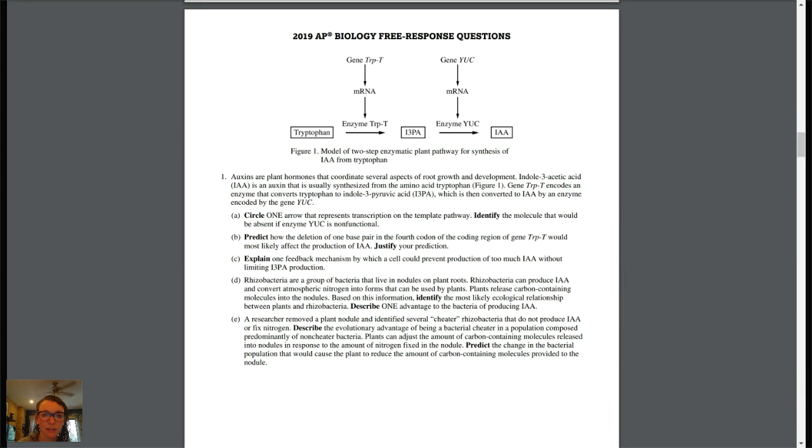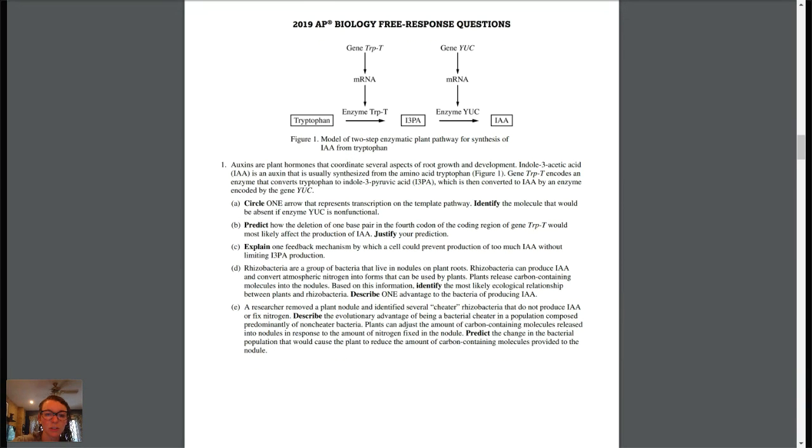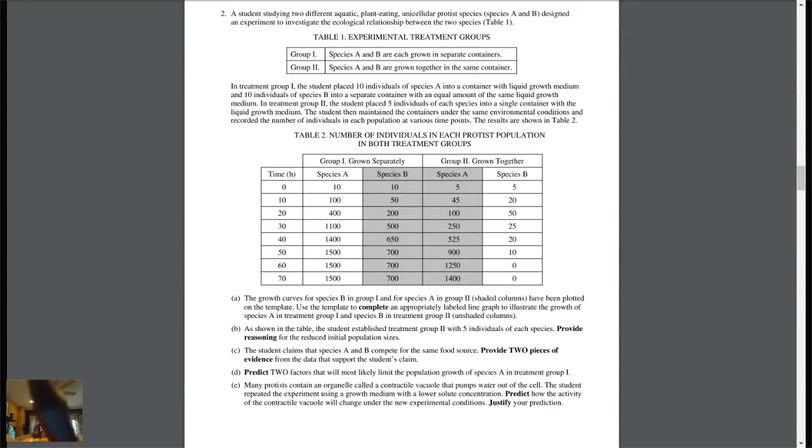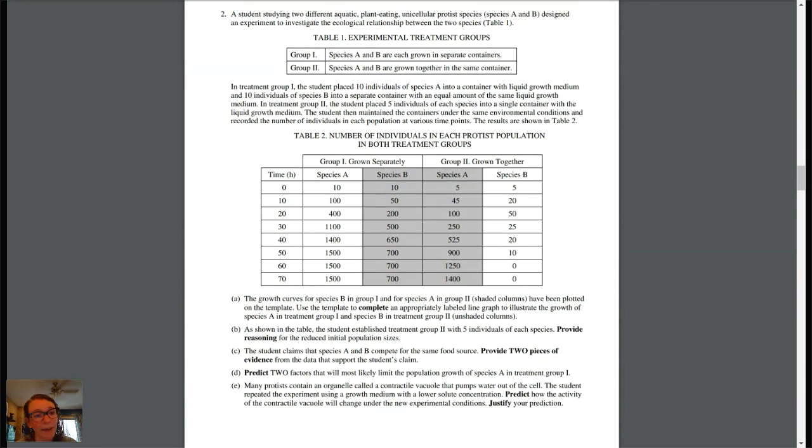All right. We'll cruise ahead then to question 2. I like this question as well. Okay, so students studying 2 different aquatic plant-eating unicellular protist species, A and B, designed an experiment to investigate the relationship between the 2. Okay, so they give us a bunch of information there. I'm going to skip over that just because I'm sure this is still fresh in your brain, or you can reread it if you forgot.